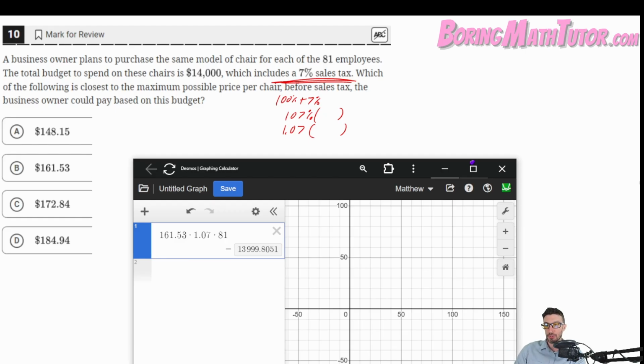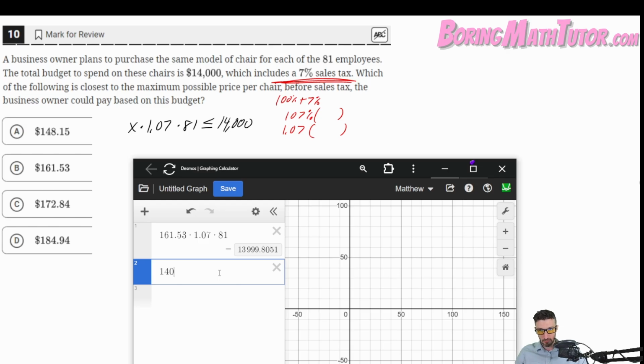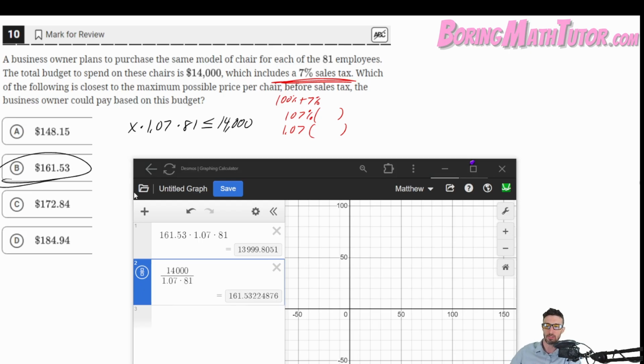Now, if you want an alternate way of doing this, you could have just said, well, it's going to be x times 1.07 times 81 has to be less than or equal to 14,000. So what you could do is just take 14,000 and divide it by 1.07 times 81. And that would have gotten you the same answer right there.